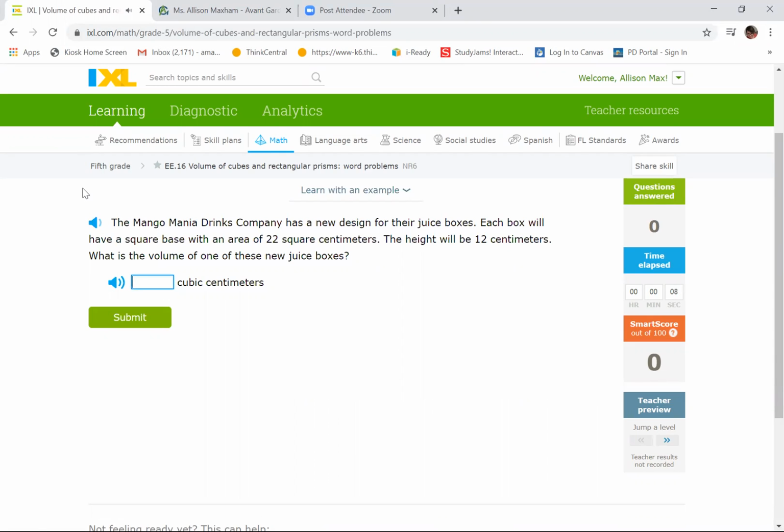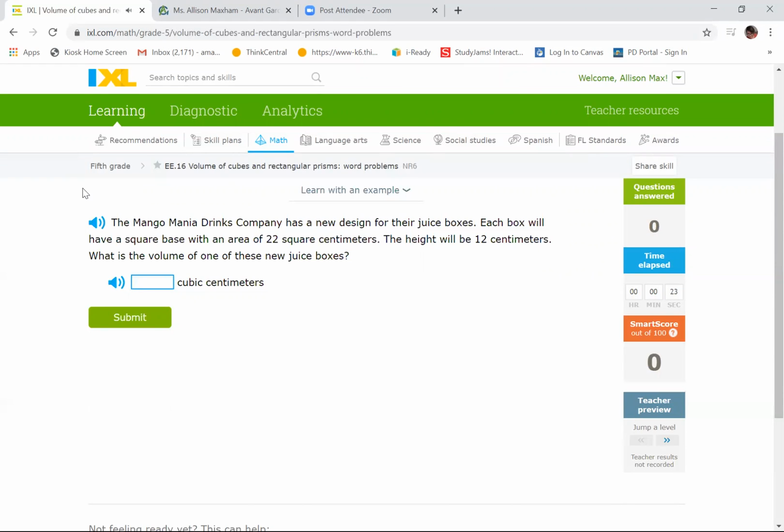The Mango Mania Drinks Company has a new design for their juice boxes. Each box will have a square base with an area of 22 square centimeters. The height will be 12 centimeters. What is the volume of one of these new juice boxes?